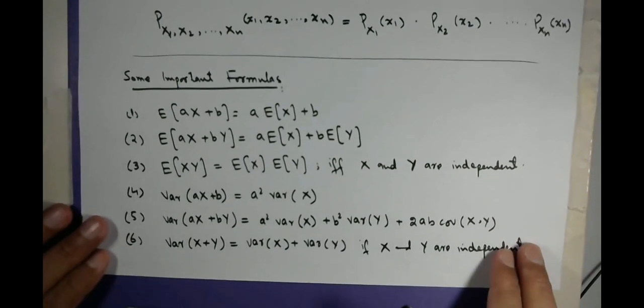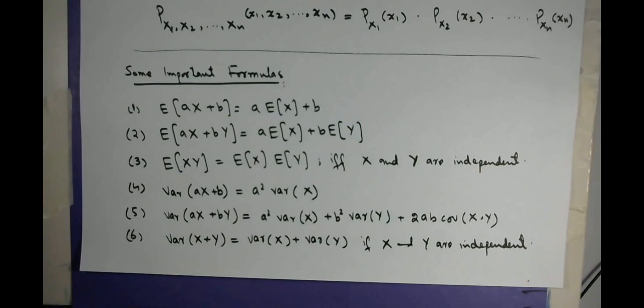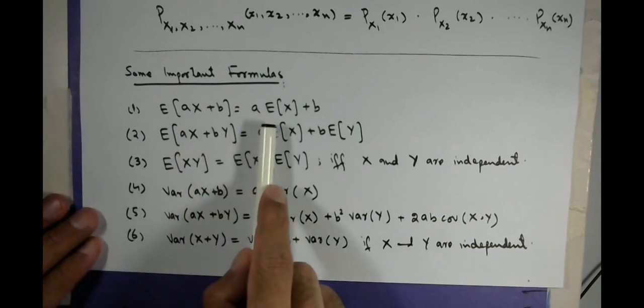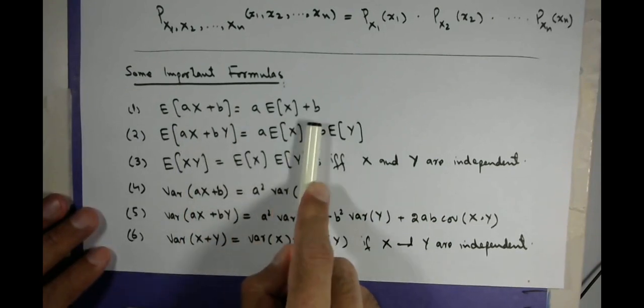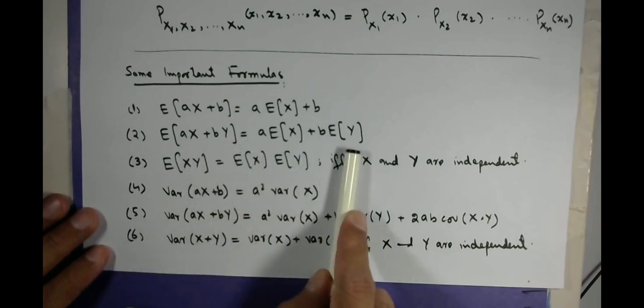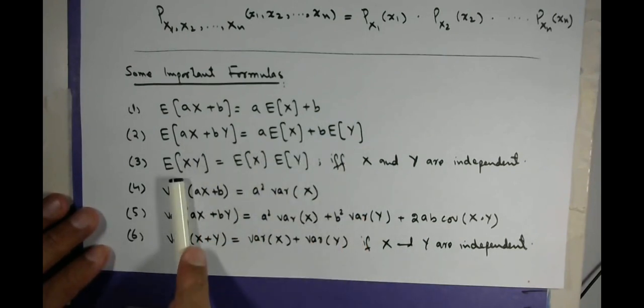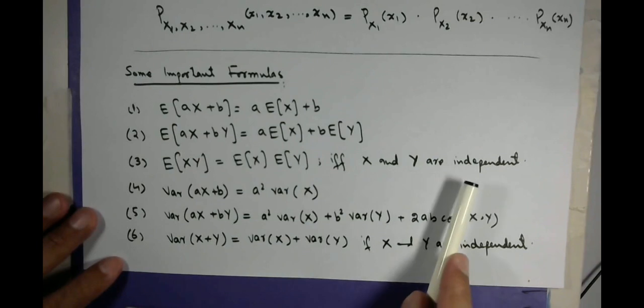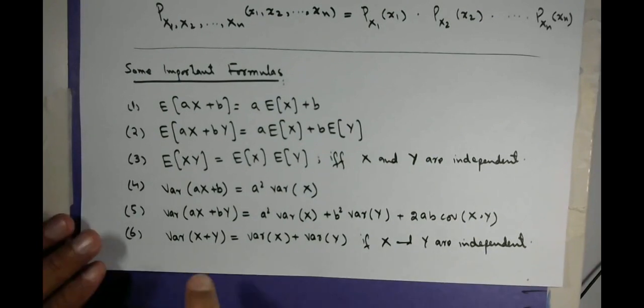Then we reviewed some of the very important formulas for this particular chapter. The expectation of ax plus b is simply a times expectation of x plus b. If you have two random variables, the formula takes this shape. The expectation of the product is equal to the product of the individual expectations if x and y are independent.